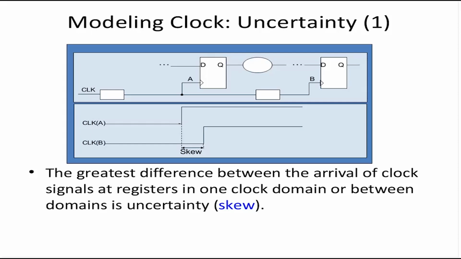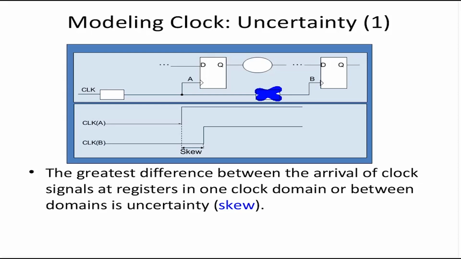Clock uncertainty is the greatest difference between arrival of a clock signal at registers in one clock domain or between domains. So what it tells here is that clock at A arrives at some point, clock at B arrives after some delay because of this delay element here. So this difference in delay is called the skew. Now this skew will change the way the equations work.